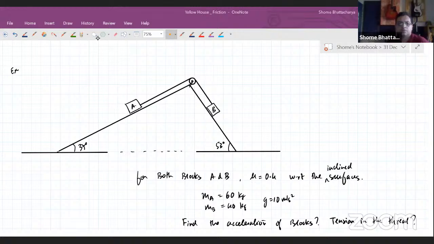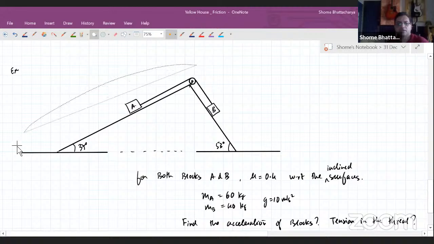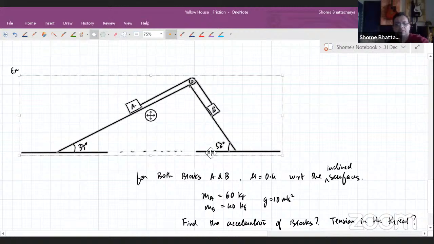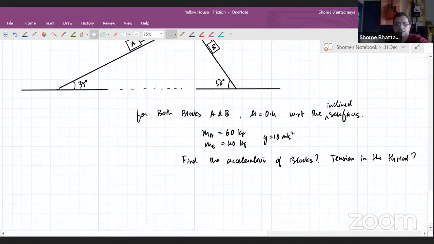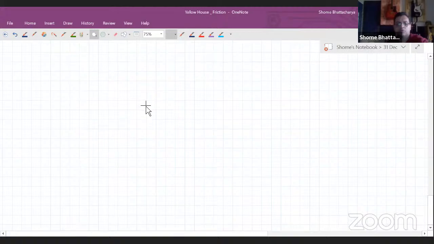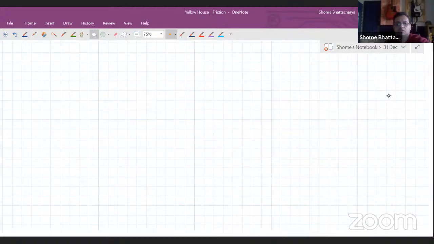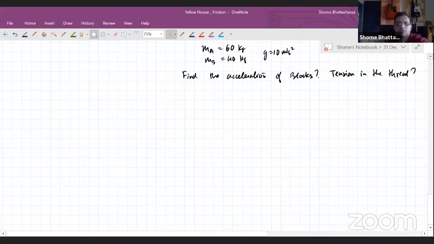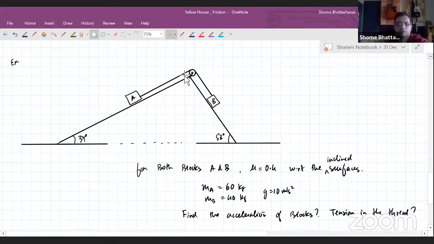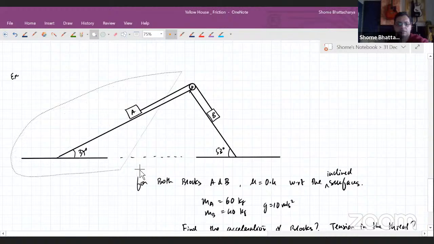Okay, so I'll just get you started on how to analyze this problem. So you can see that there's going to be a tendency to slip, because the coefficient of friction obviously is quite less. It's only 0.4. But the first thing you have to determine is what is the direction of slipping. So let's come to that.